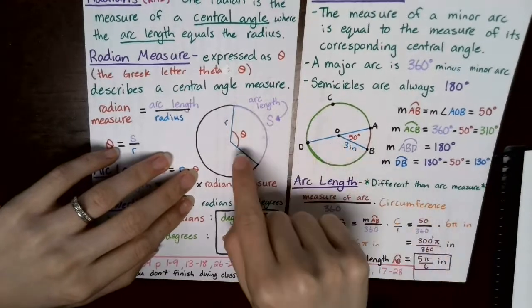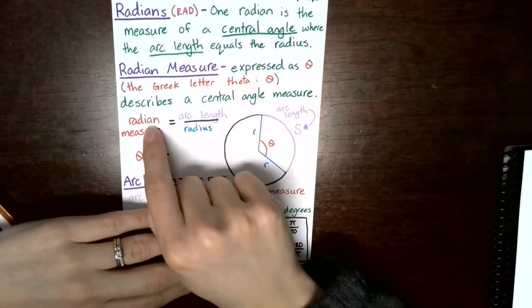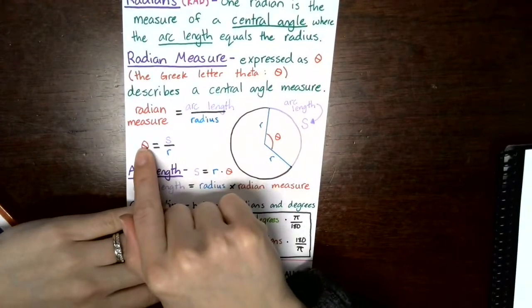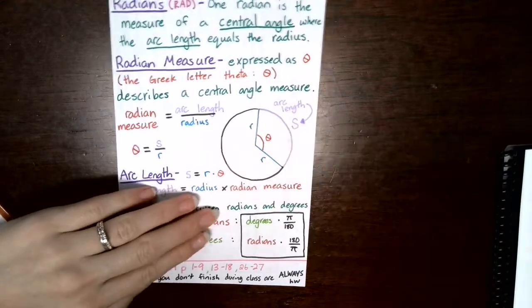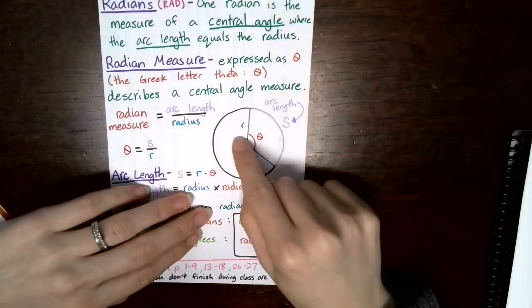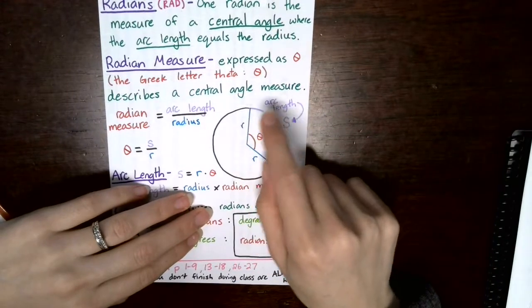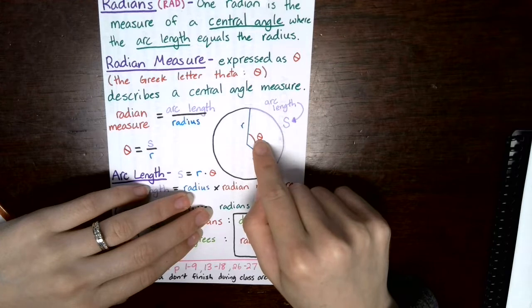So degrees, radians, okay? The way that we find radian measure, so we can find theta, is by doing the arc length, not the arc measure, arc length, remember those are two different things, over the radius. So we divide arc length by the radius and we get our radian measure.